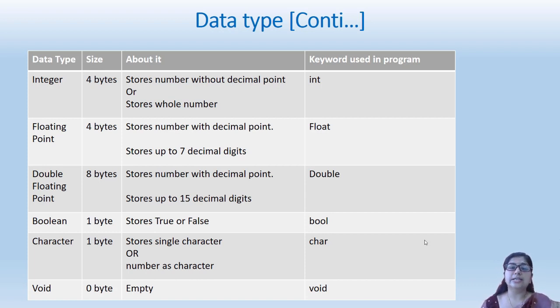Next is boolean. The keyword of it is bool. It occupies 1 byte and it is used to store either true or false. Next is character. It occupies 1 byte. The keyword of it is char, C-H-A-R. It stores a single character. One can store a number as a character also.